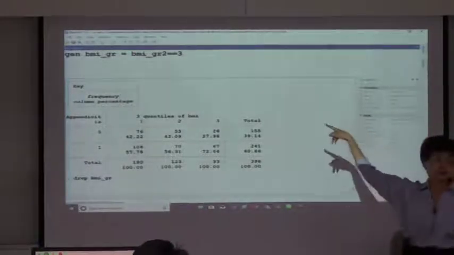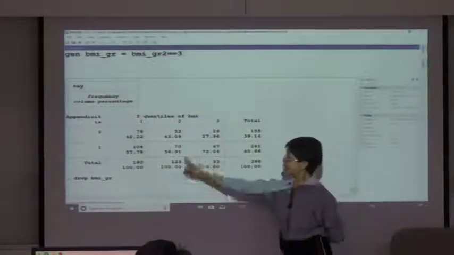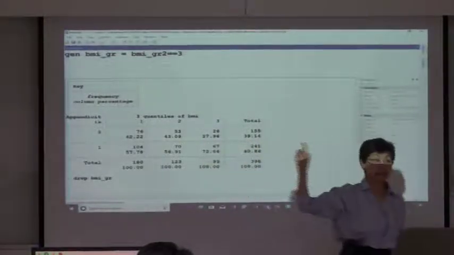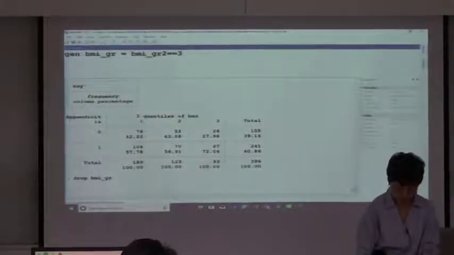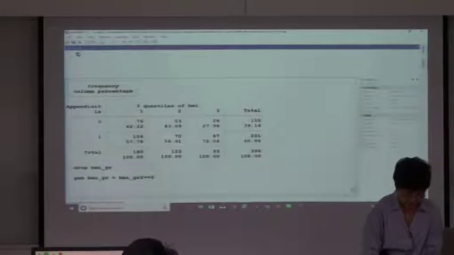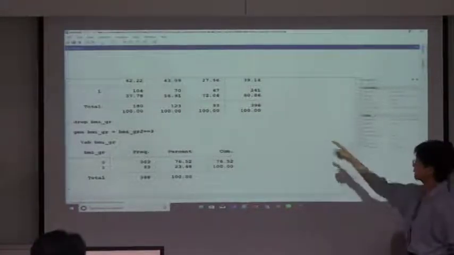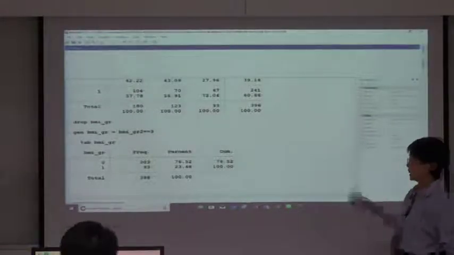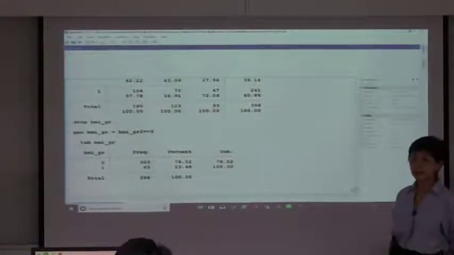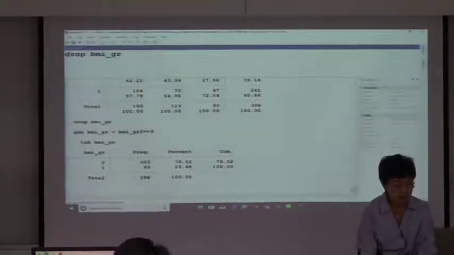Equal BMI DR 2, equal 3, 0 otherwise, that means 2 and 1 equal 0. Okay? Enter. So hopefully it's correct, right? BMI DR. Yes, it's 93. 93. 1 to 3 plus 1, 18. That is 0. Right? Okay, let's try again. Take a look.